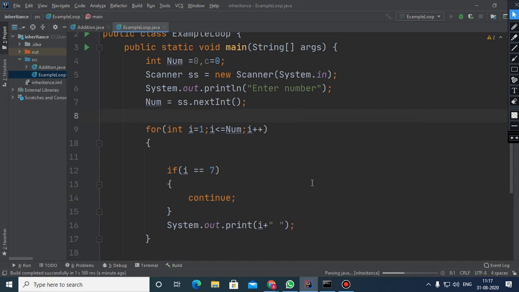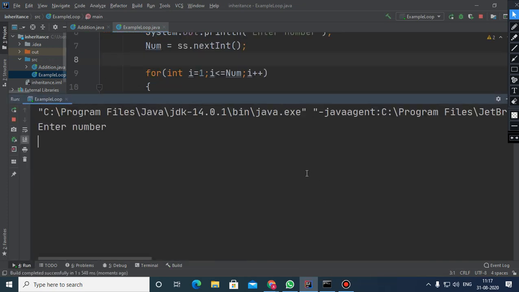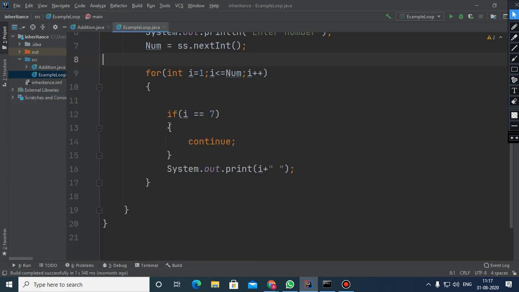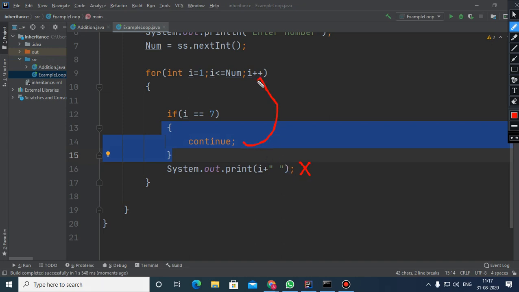So what will happen? You can see that at this point, if you input 10, the value 7 will not get printed on the screen. The values are from 1 to 10, but in between these values you can see that 7 is missing. The reason is when I was 7, this continue happened, and at that time this statement will not get printed because control immediately returns back to increment the value, check this condition and execute the rest of the code if possible.